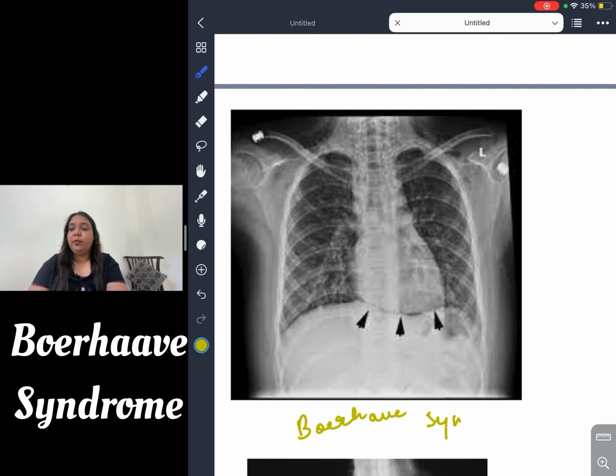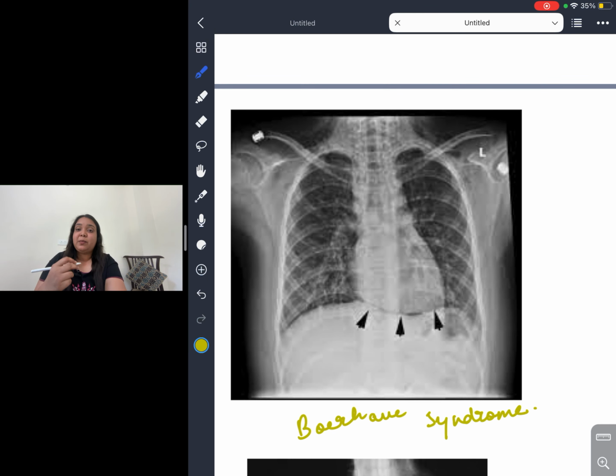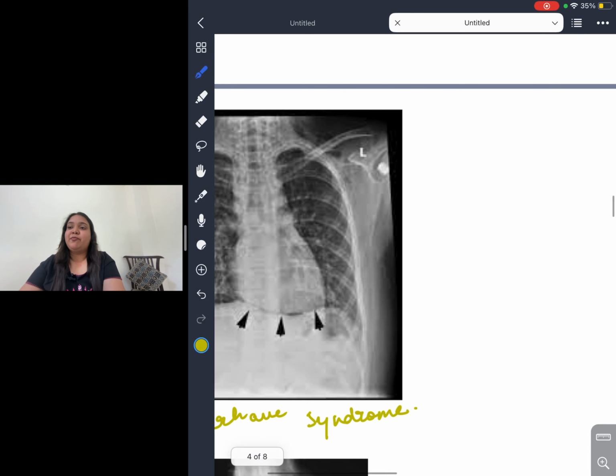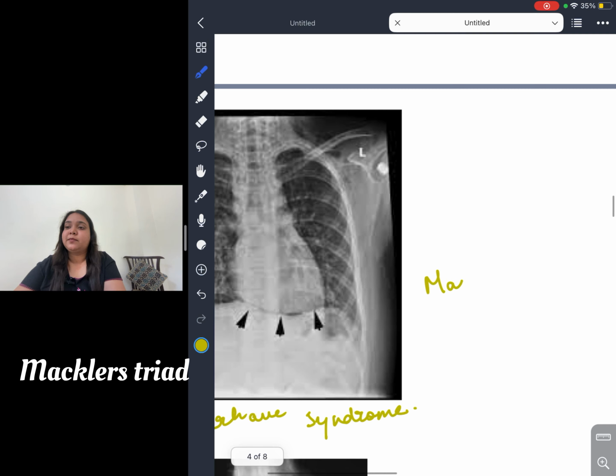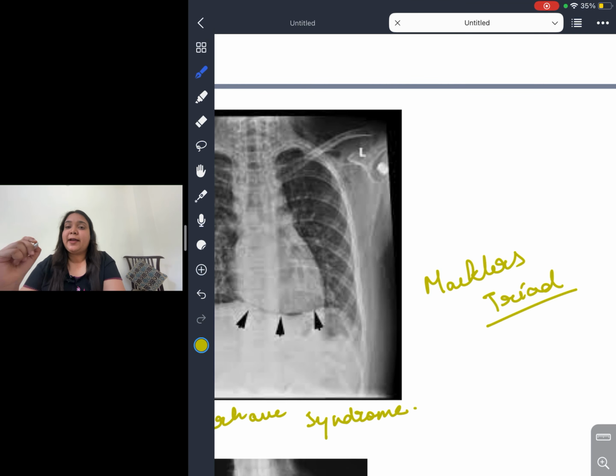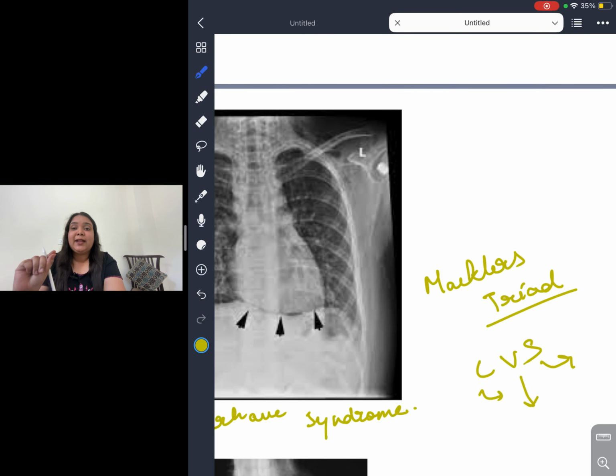Boerhaave syndrome mostly occurs in an alcoholic patient after eating or binge drinking. In this case, we have a triad, Mackler's triad. I remembered it as CVS. C stands for chest pain, V stands for vomiting or retching, and S stands for subcutaneous emphysema.